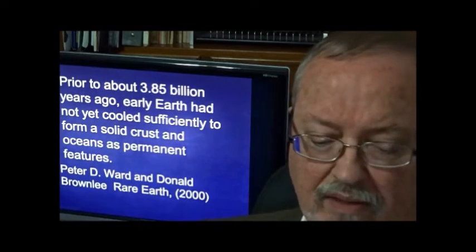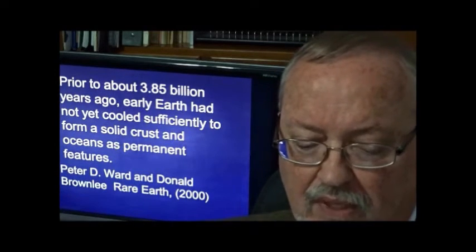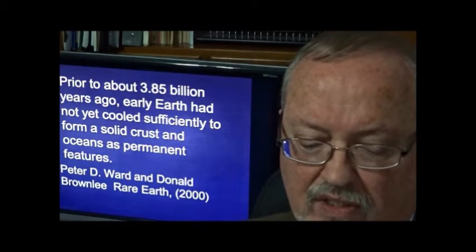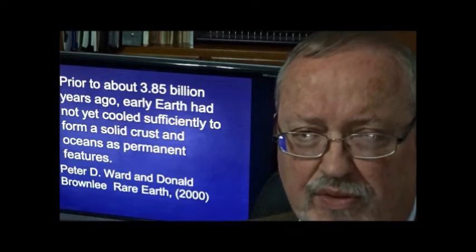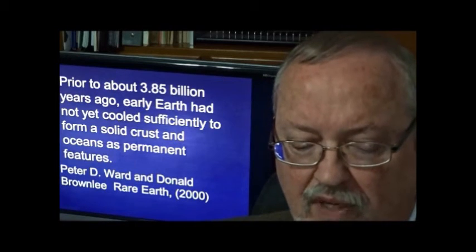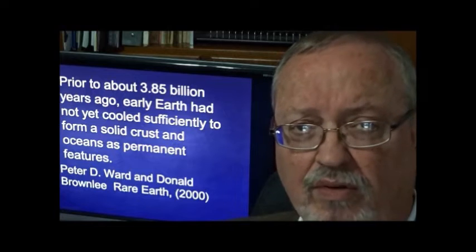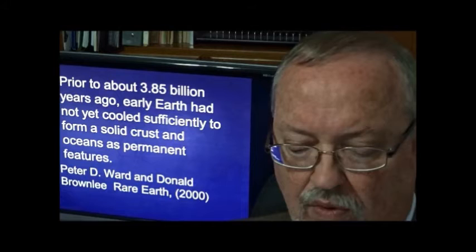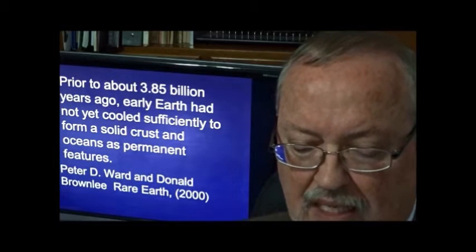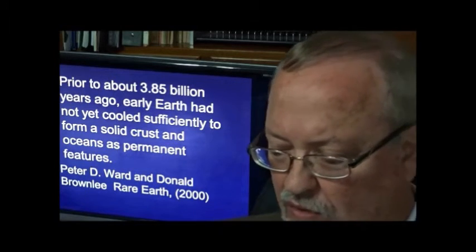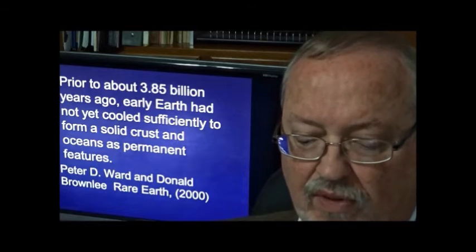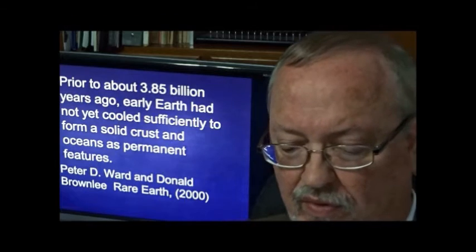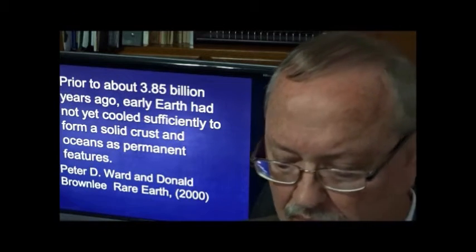Prior to about 3.85 billion years ago, early Earth had not yet cooled sufficiently to form a solid crust and oceans as permanent features. This is a summary from a part of a book called Rare Earth from the year 2000. It was written by Dr. Peter D. Ward and Dr. Donald Brownlee. Dr. Hugh Ross says that therefore it is very unlikely that life could have originated on the Earth before 3.9 billion years ago.